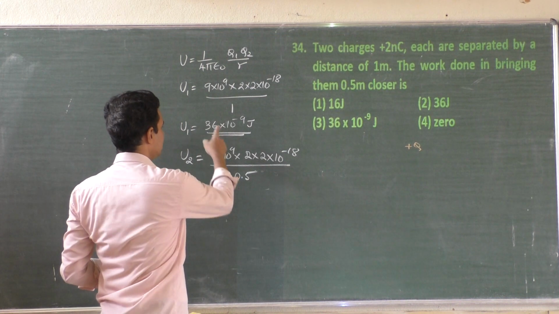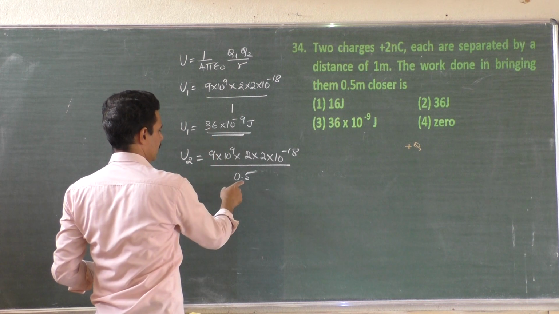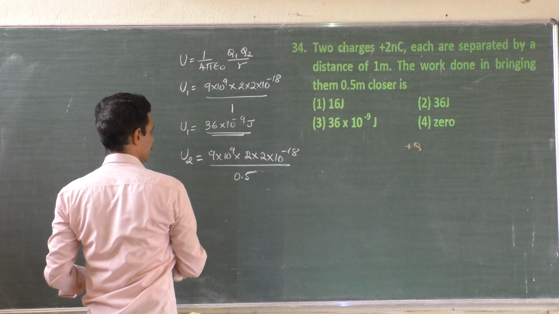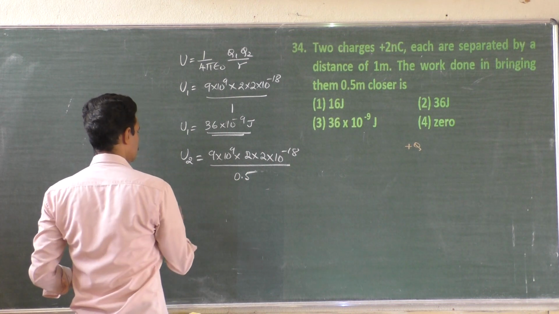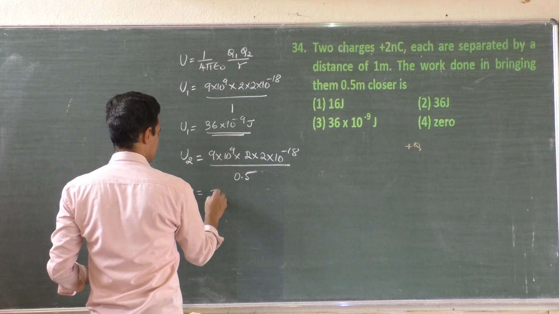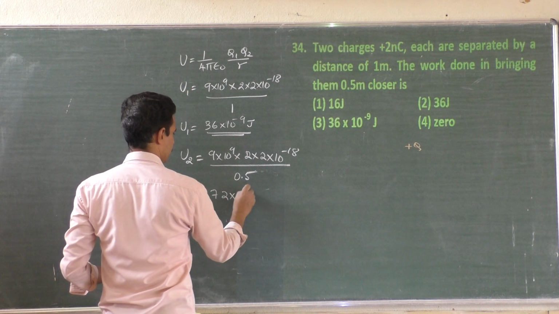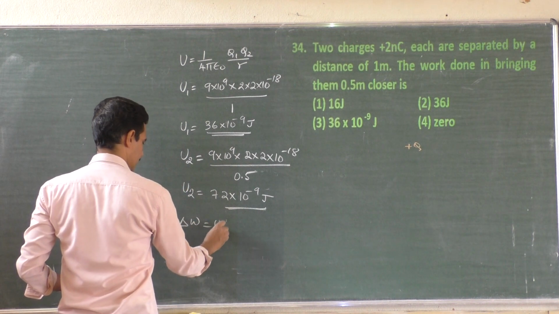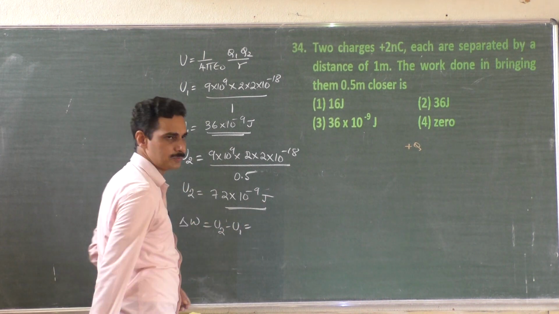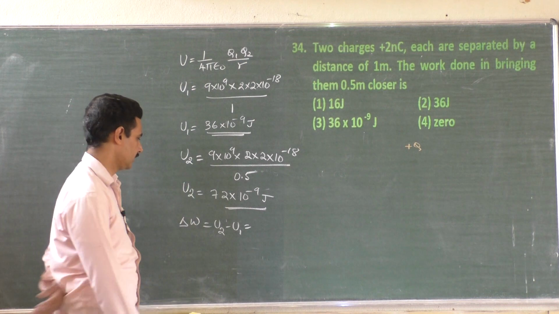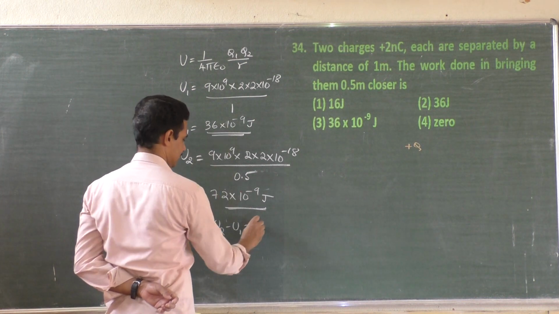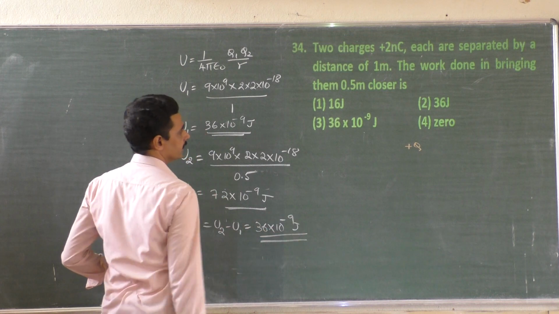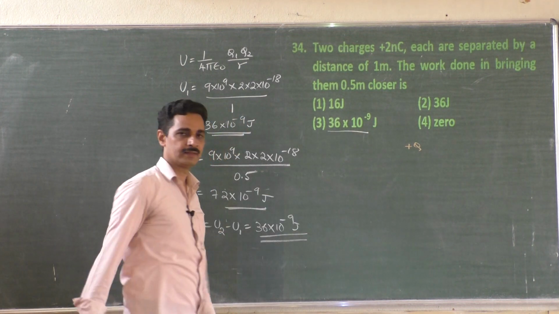And so this is 2 times greater than this, 1 by 2, this is 2, 4, 8, so 8 into 72 into 10 to the power minus 9 joules. So work done is equal to the difference in the energy, U2 minus U1. U2 minus U1 is 72 minus 36, 36 into 10 to the power minus 9 joules. Here is the answer. Correct?